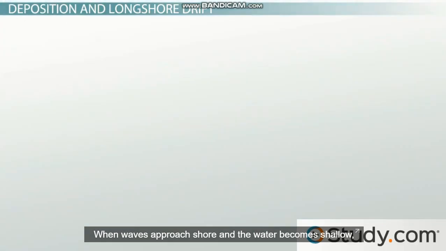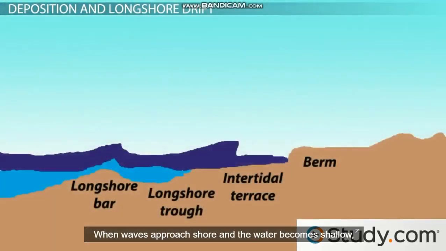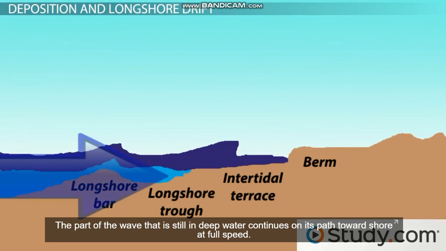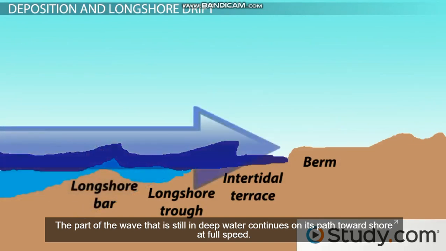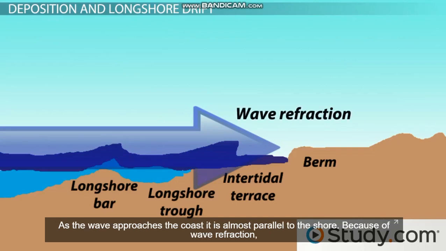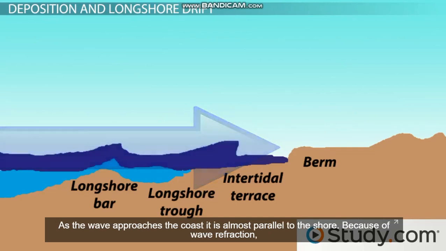When waves approach shore and the water becomes shallow, the part of the wave closest to the shore comes in contact with the bottom and is the first part of the wave to slow down. The part of the wave that is still in deep water continues on its path toward shore at full speed. This contrast in speed causes the bending of the wave crest referred to as wave refraction. As the wave approaches the coast, it is almost parallel to the shore.